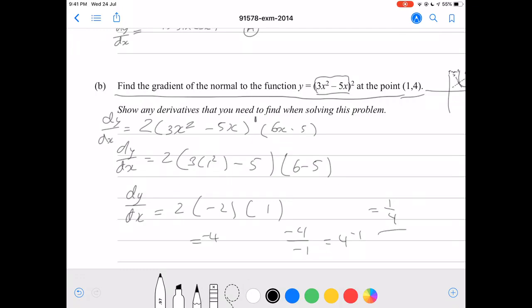So your final answer for this question is that the gradient of the normal line is 1 over 4, but the gradient of the tangent line is negative 4. So the final answer you need to write down here, you need to make specifically sure that your final answer is 1 over 4. And again, this is just an achieved question there.